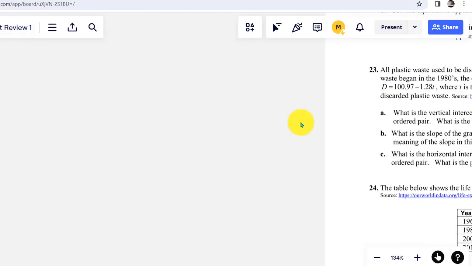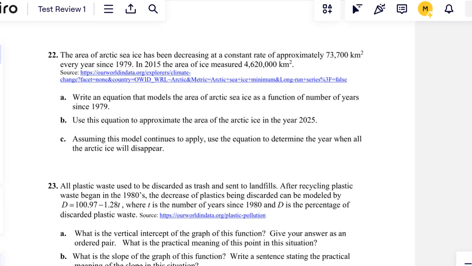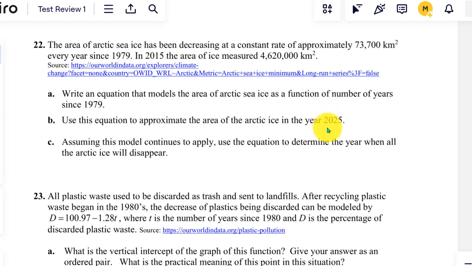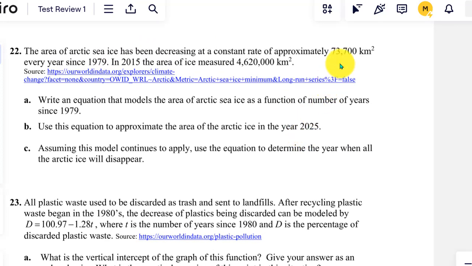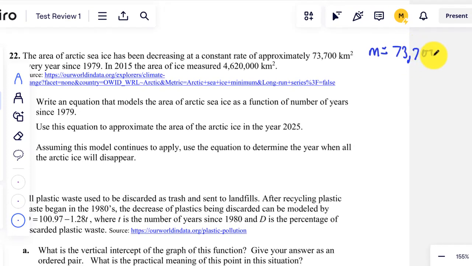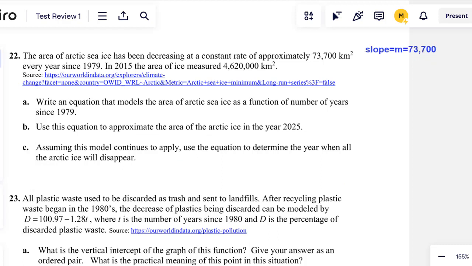Let's move on to 22. All right, so number 22 is a tricky problem. It says the area of Arctic sea ice has been increasing at a constant rate of approximately 73,700 kilometers squared. So right away, I know my slope, right? My slope is 73,700, okay? So the slope is 73,700.